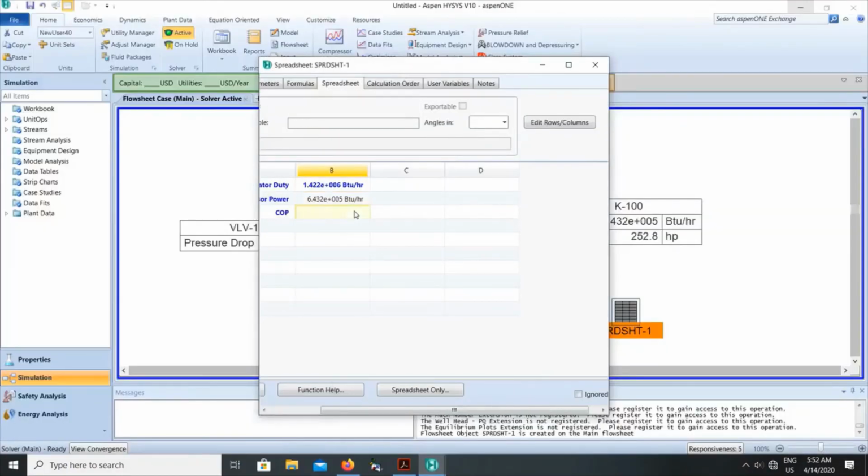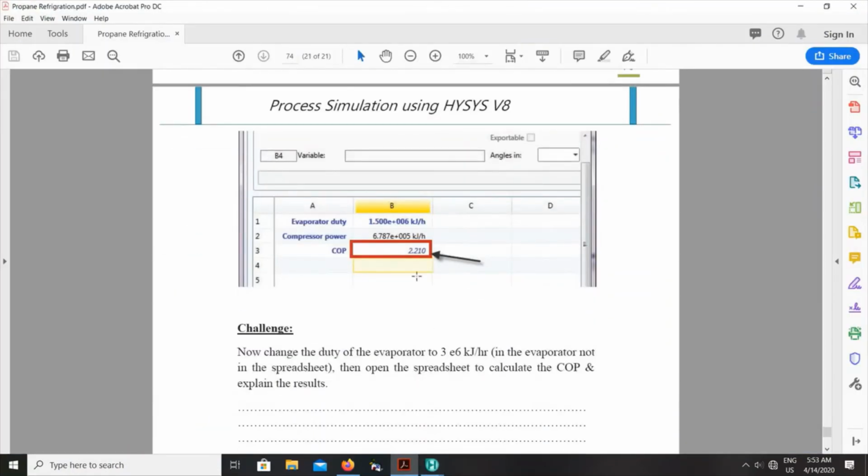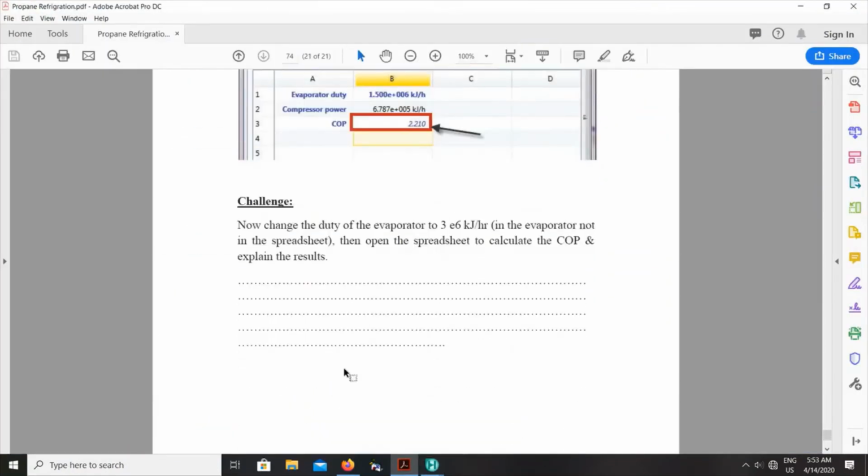Like in Excel, you start the formula with an equals sign: B1 divided by B2. B1 is evaporator duty, so this will take the information from B1, and B2 will take the information from this cell. Click on enter. The COP in this case will be 2.101. That will be the answer. Now you can see the coefficient of performance is 2.210.